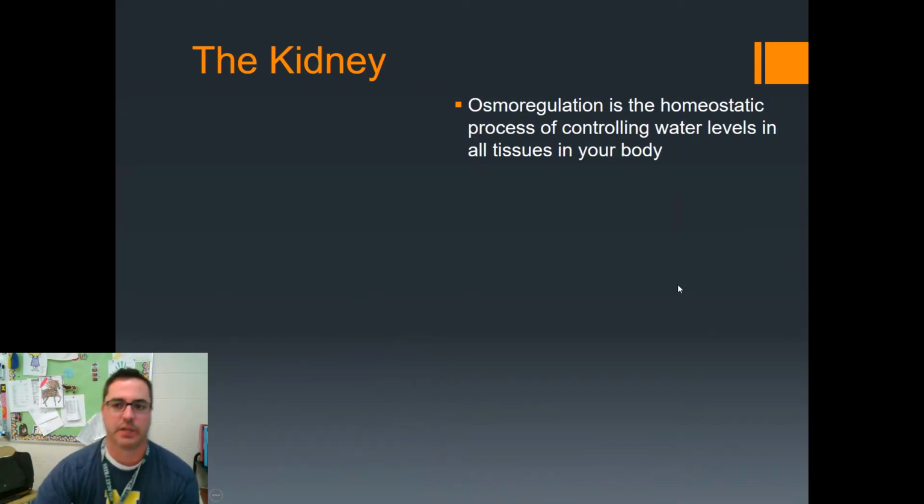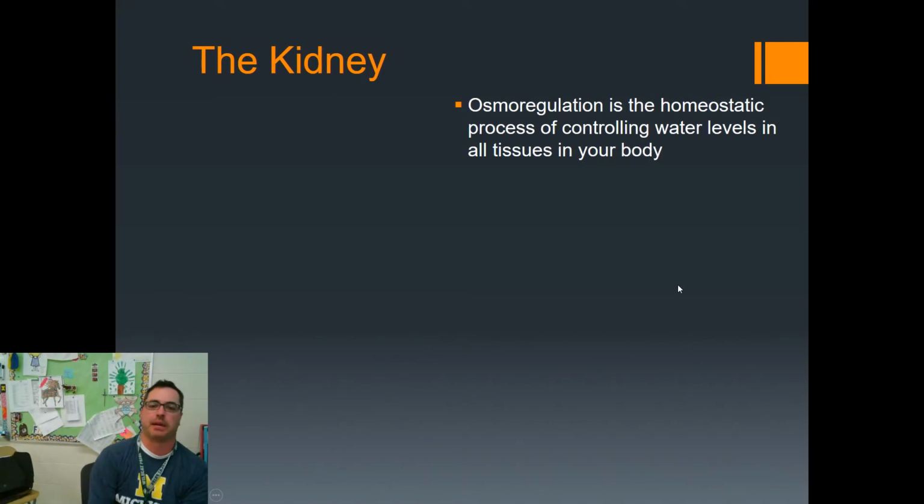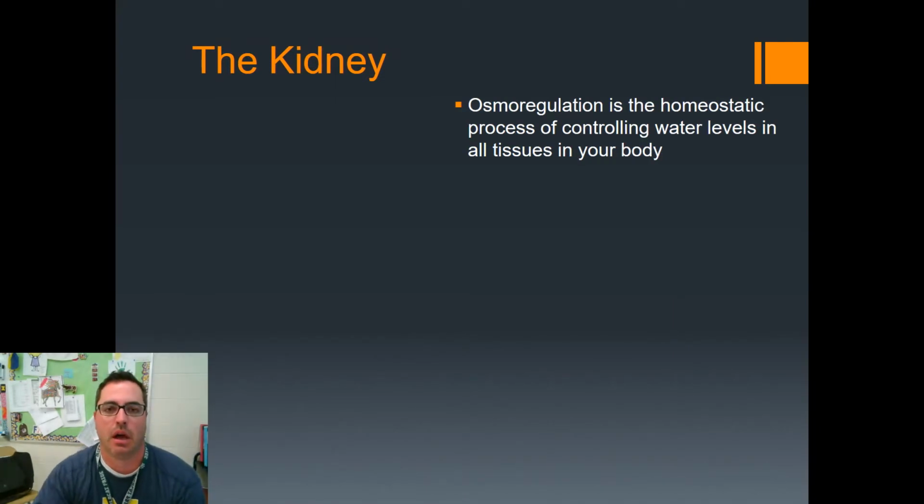So osmoregulation is what we call the homeostatic process of controlling water levels of all tissues in your body. So it doesn't matter what tissue we're talking about, there's some sort of osmotic control in place that's going to allow us to make sure that we have a nice water balance in terms of the solutes and the water that's in the system. Why is it necessary?